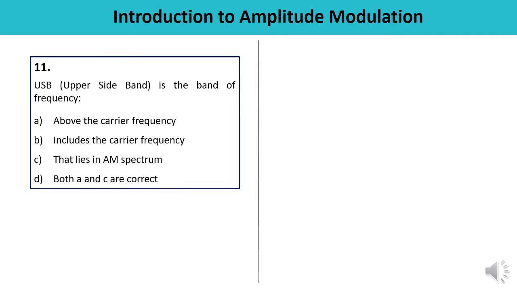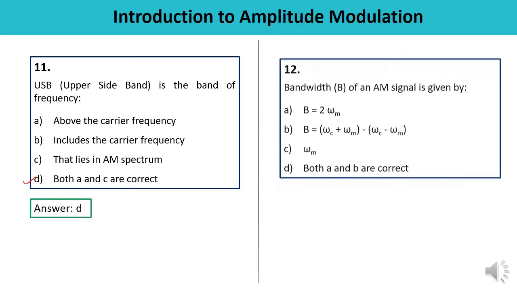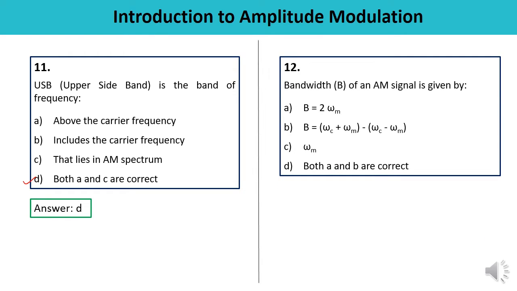Next question: upper sideband, denoted by USB. It is the band of frequency above the carrier frequency, includes the carrier frequency, lies in the AM spectrum. The last option is both A and C are correct. So the upper sideband lies above the carrier frequency, and it is within the AM spectrum. It means the correct answer is D. Correct one.